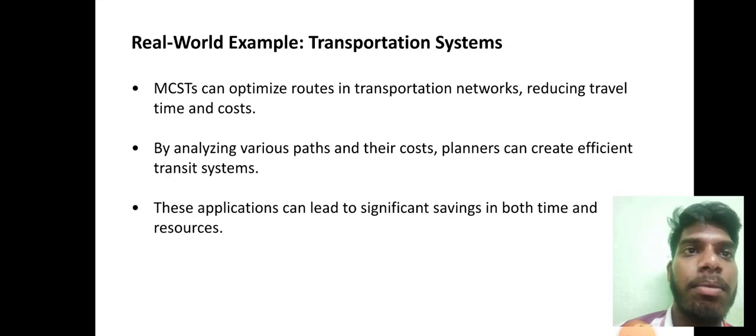Real world example: transportation systems. Minimum cost spanning trees can optimize routes in transportation networks, reducing travel time and costs. By analyzing various paths and their costs, planners can create efficient transit systems. These applications can lead to significant savings in both time and resources.